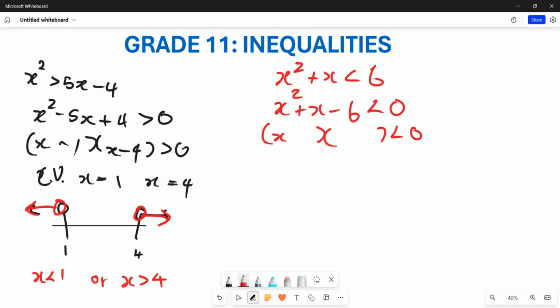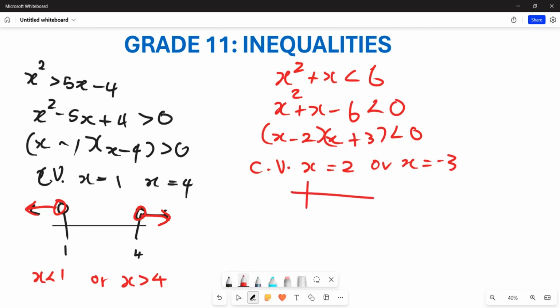You're going to have your x here, and your x here. Now, for the 6, the factors of 6 that can give us 1 are 2 and 3. So this must be -2, and this is going to be +3. Now, what are the critical values of x? The critical values of x are when x equals 2, or when x equals -3. Remember, I just equated x minus 2 with 0, and also x plus 3 with 0, so that I can get my critical values.